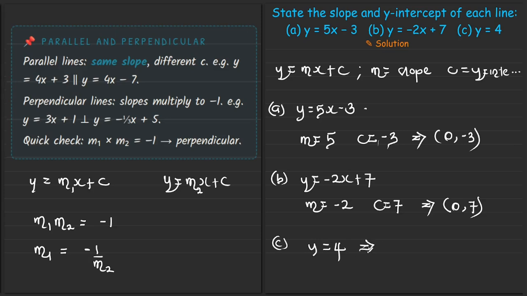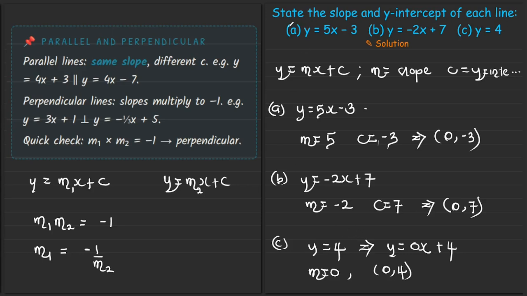Then for the last one, we have y being equal to 4. For this, we would have to rewrite it to look like this. You realize that it has no m. So if we want to rewrite it, then y is equal to 0x plus 4. So the gradient is 0. And then its y-intercept is 0, 4. Now this line is actually a horizontal line.